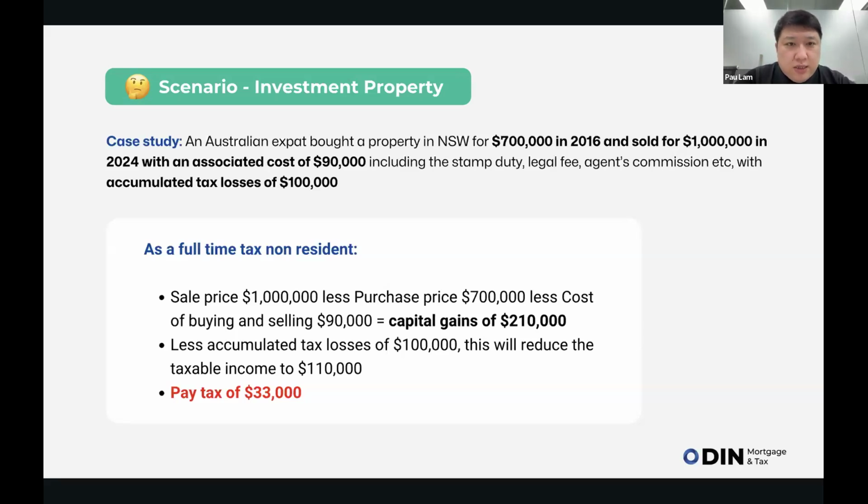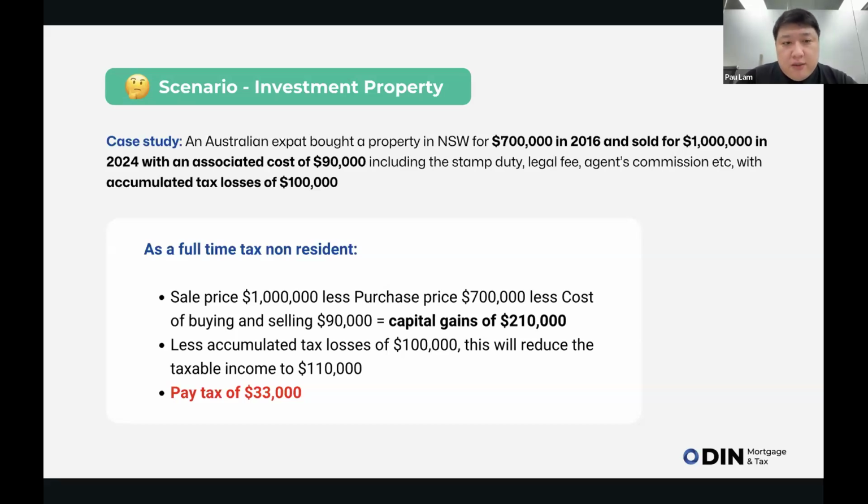the way we look into it is, your sales price minus your cost base, the purchase price plus the cost of holding the property, gives you a capital gain of $210,000. Because you owned the property in 2016, which is after May 2012, the 50% capital gains discount is no longer available to us, and as you have been a full-time non-resident living overseas, you are not eligible for any capital gains discount. You would pay tax on this $210,000.